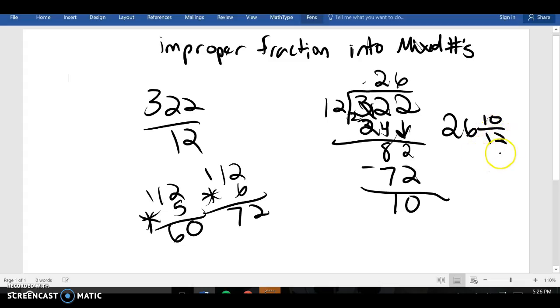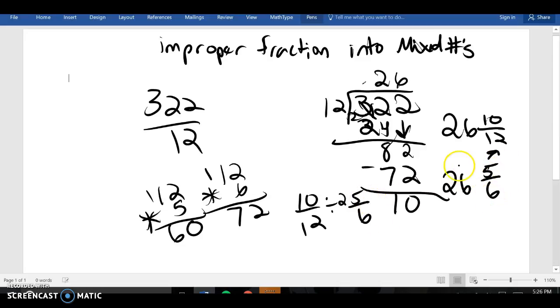But 10/12, that's not simplest form. No. So we're going to keep our 26, but we're going to look at our 10/12. We're going to say, what can we divide both those numbers by? Okay. They're both even, so let's start with 2, see what we get. We get 5/6. 5/6 is as simple as you're going to get, because 5 and 6 don't have any numbers in common except for 1. So 26 and 5/6 is going to be our answer.